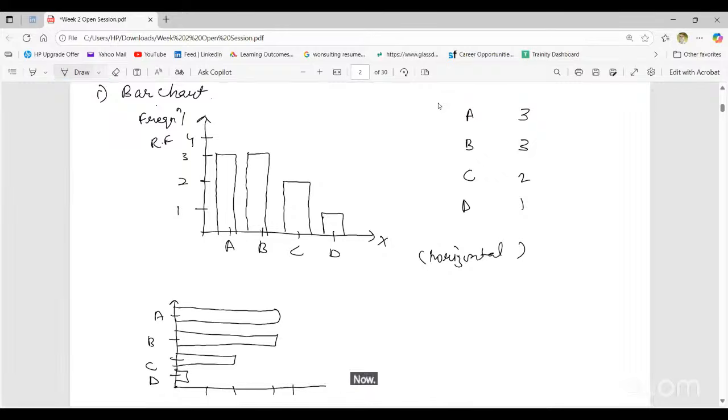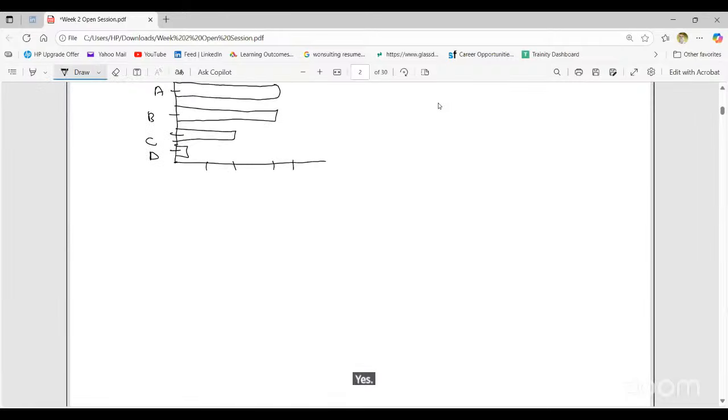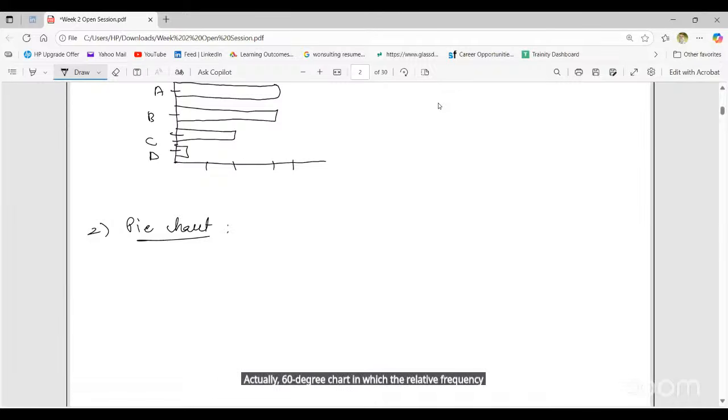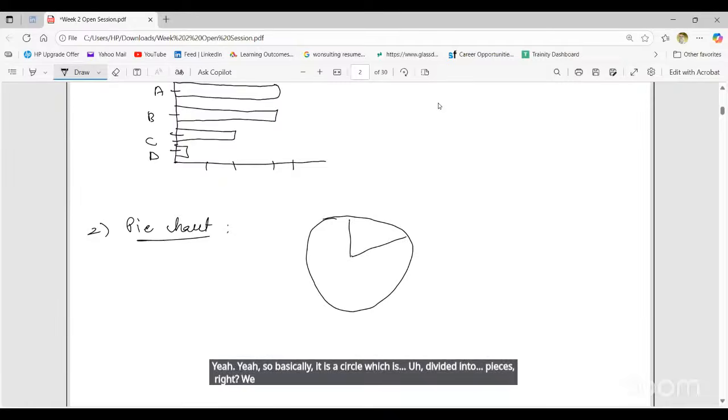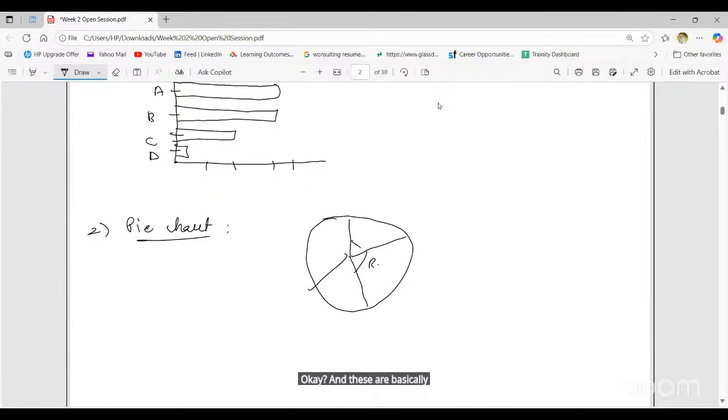Now next comes the pie chart. What is a pie chart? A 360-degree chart in which the share is proportional to the relative frequency. So basically, it is a circle which is divided into pieces, wedges. We have different kinds of pieces, and these are basically my relative frequencies. The slice is proportional to the relative frequencies of the data. Fine.